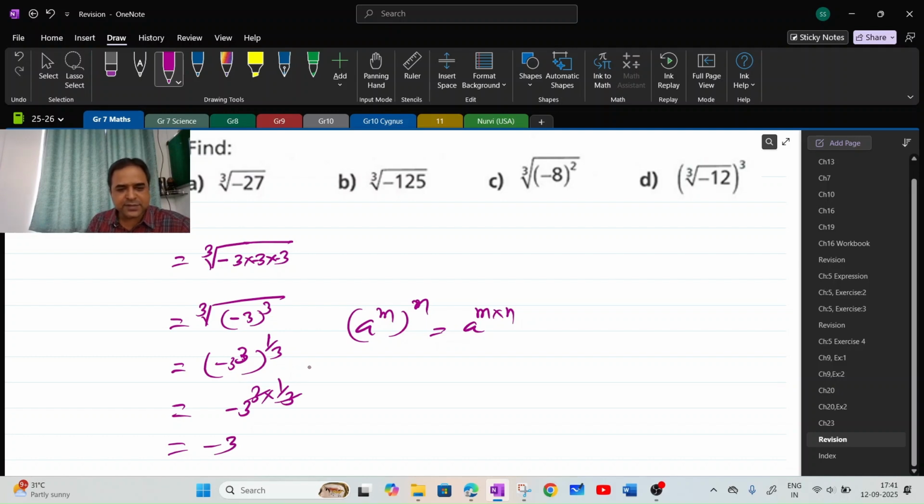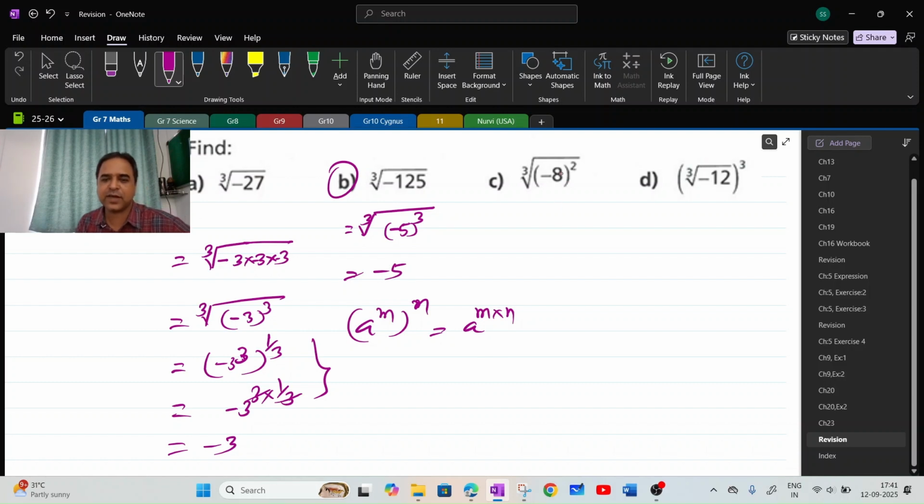But this should be known to you. Otherwise, you can do these things directly, because you know now they cancel each other. For example, in this question, cube root of minus 125, you can directly write cube root of minus 5 to the power 3. So this is going to cancel each other, and your final answer would be minus 5.